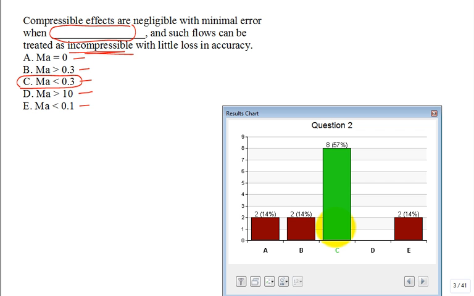That still could be pretty fast. And yet air, flow in air, you can treat it as being incompressible, not compressible. Okay, constant density.